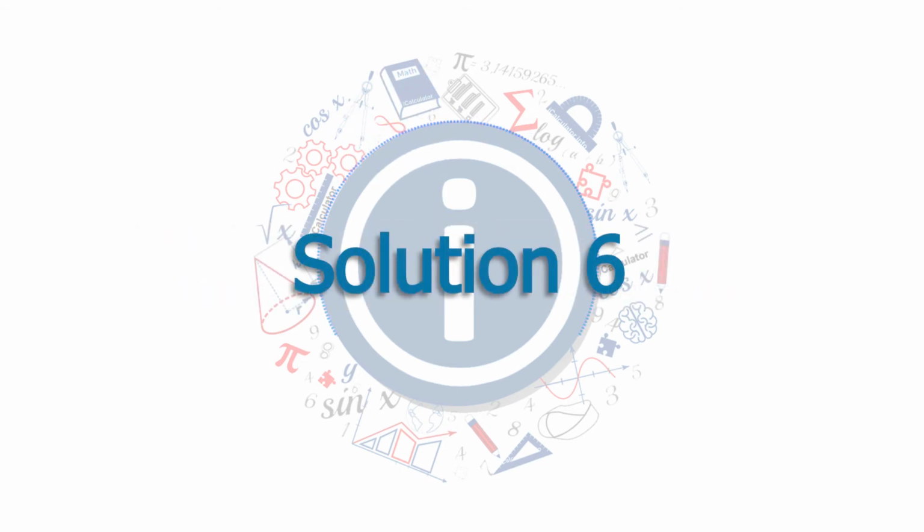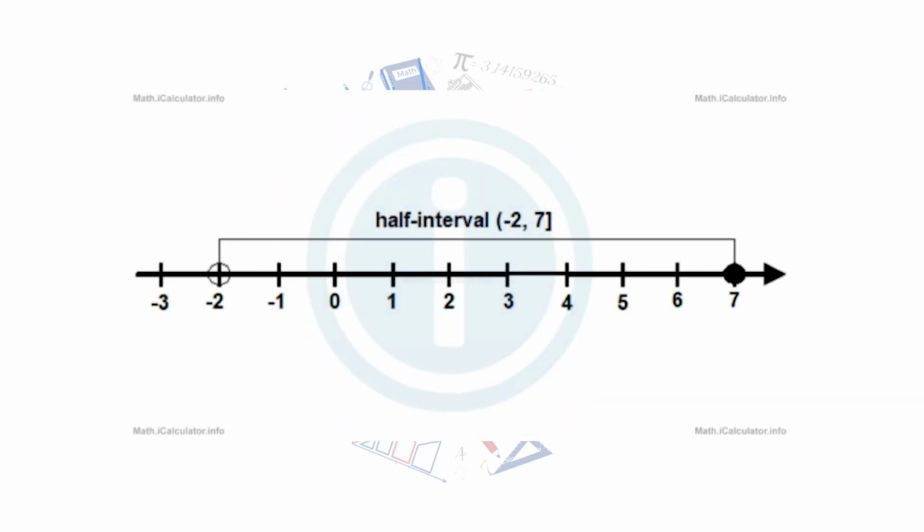Solution 6. (-2, 7] represents a half interval. It is open at the left and closed at the right end. It is shown in the number line as the following.